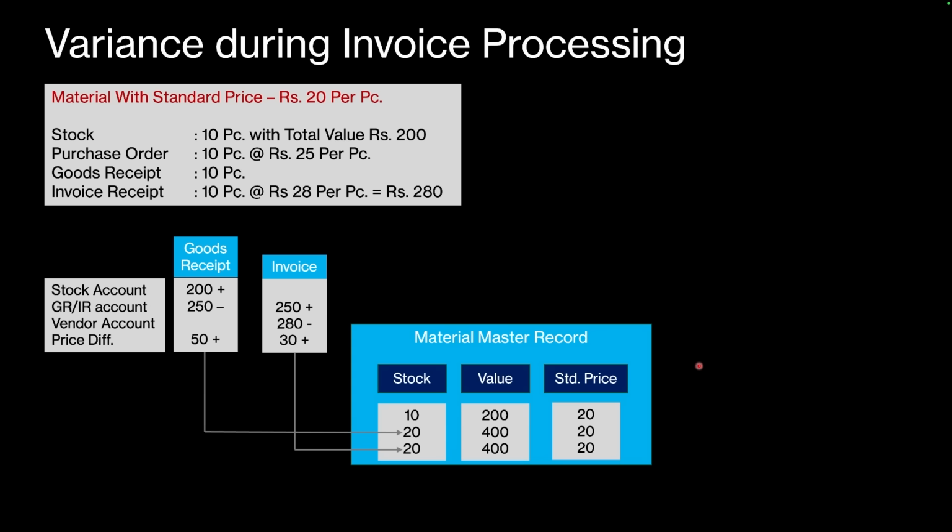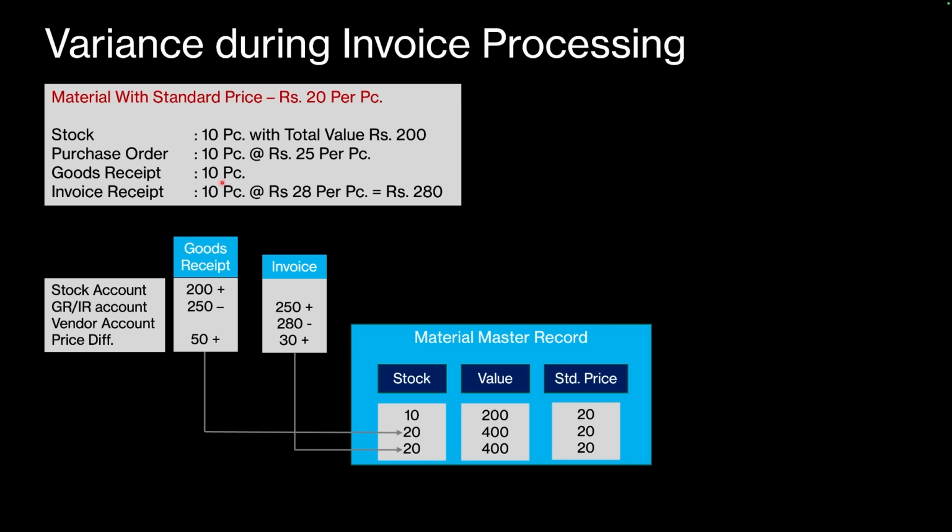Now let's understand how system will post the values when variances are posted during invoice processing. So first we'll see the example with standard price material. So you can see here you have material with standard price of rupees 20 per piece, and you have current stock of 10 pieces with total value of 200 rupees, that is 10 multiplied by 20 rupees per piece. Then you have a purchase order for 10 pieces at rupees 25 per piece.